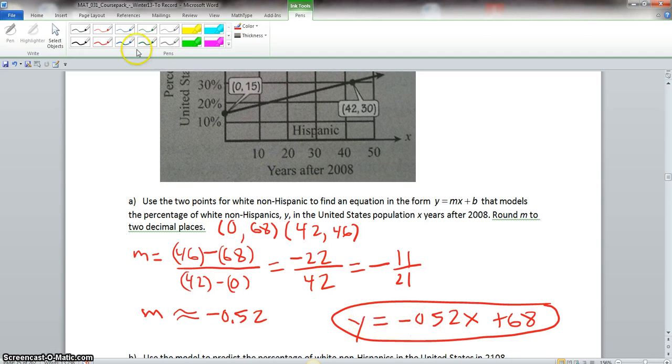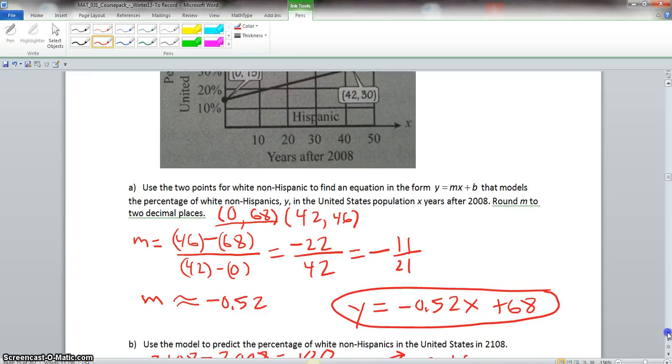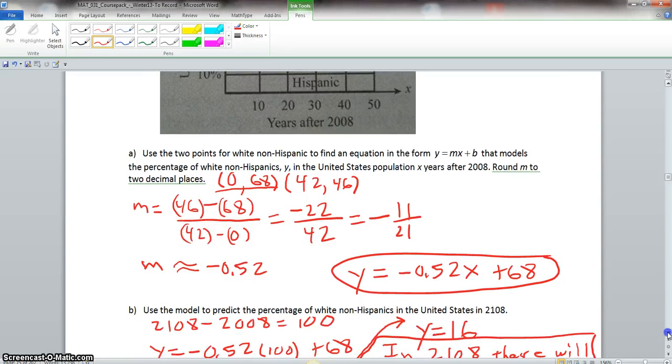So now we can write our equation. Now we know our slope, so we have y equals negative 0.52x plus, now we have 68 because this is our y-intercept. Our y-intercept was (0, 68), so we know our y-intercept is 68. So this is the equation. Now, we scroll down here to the next example.